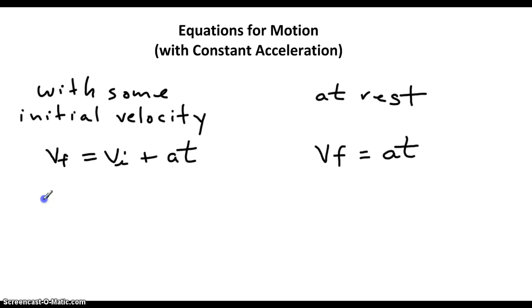The second equation involves distance that an object travels during an interval of time as it's undergoing constant acceleration. So the second formula, if the object has some initial velocity to begin with, says that distance, or change in distance, is equal to the initial speed of the object, Vi, times time, plus 1/2 at squared.